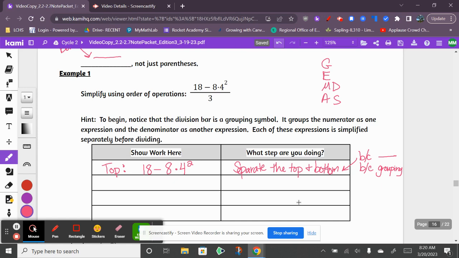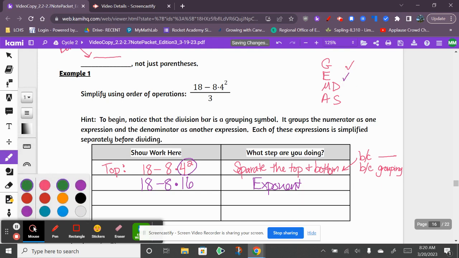The next thing I'm going to do is look to see if there's any other grouping. Since I don't see any other grouping, I'm now going to look at the next letter we have, which is exponent. So I'm going to see if I have an exponent. I do. So I'm going to use the exponent next. When we get to the exponent, I'm going to rewrite 4 squared as 16. Okay, so now I used the exponent. I'm going to see if I have any other exponents. Nope. Okay, so I'm going to move on to the next thing, which is multiplication or division. There isn't any division, but there is multiplication, so that's going to be the next thing that I use.